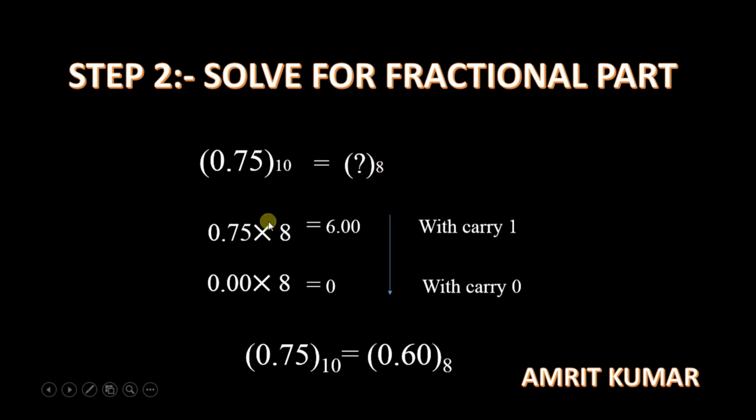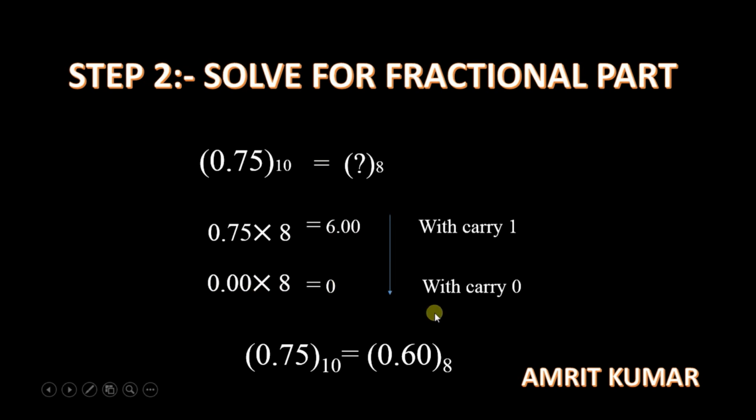So we know that when we have to solve the fractional part, we have to multiply by the base of the octal number, that is 8. So we are multiplying 0.75 by 8. 8 is the base of an octal number. Therefore we get 6.00, with carry 6 here. Again we multiply the fractional part 0.00 by 8, and we get 0 here.